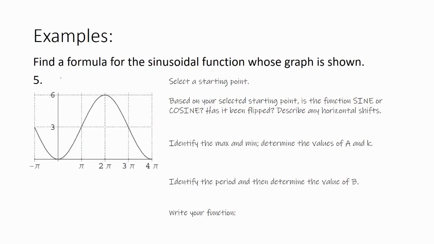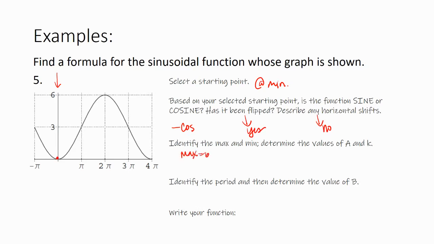Okay, for example number 5, first of all we look for a starting point, so look at the y-axis. Notice it starts at the minimum value. So that would be a negative cosine function, and so yes, it has been flipped because it's not positive, it's negative, but there is no horizontal shift because it starts at the minimum on the y-axis.